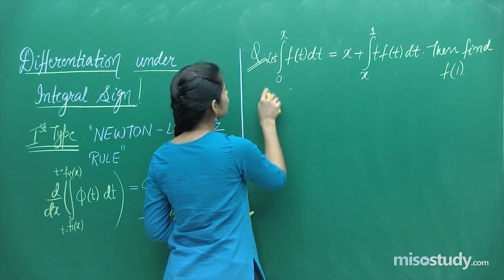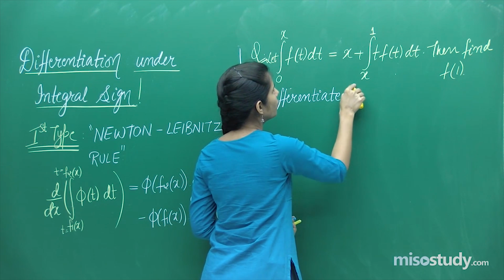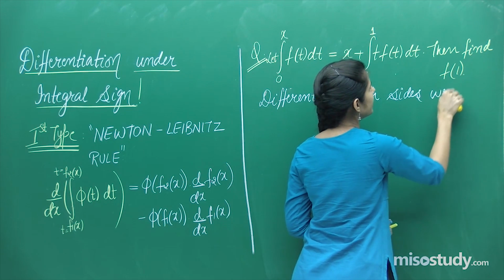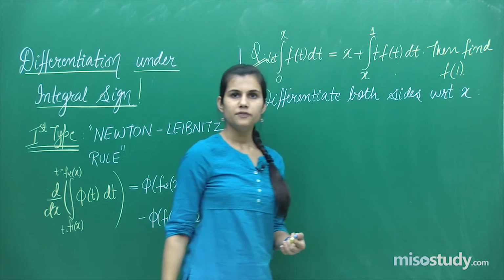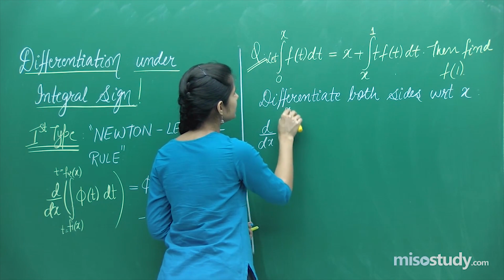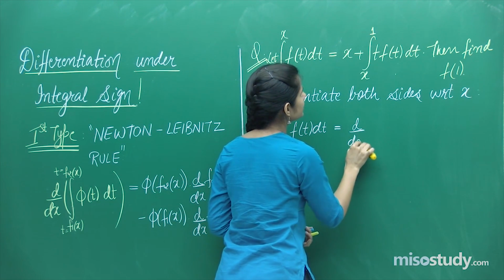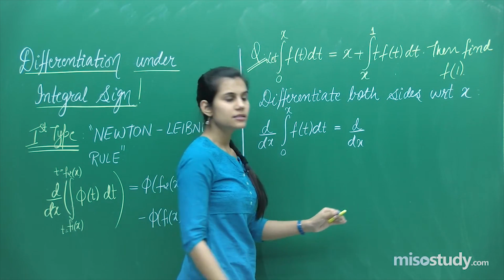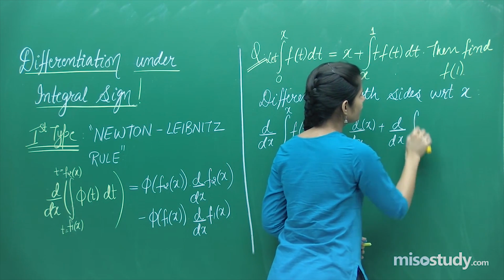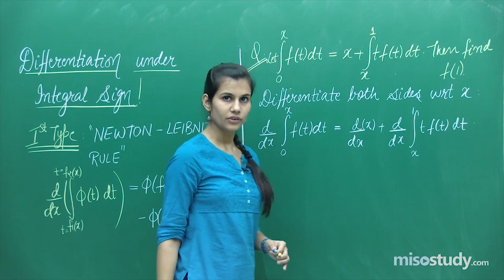So what I'll do is differentiate both sides with respect to x. Differentiate both sides with respect to x. You get d by dx of integral from 0 to x ft dt is equal to d by dx of the sum, which is the sum of d by dx. So d by dx of x plus d by dx of integral from x to 1 tft dt, right?